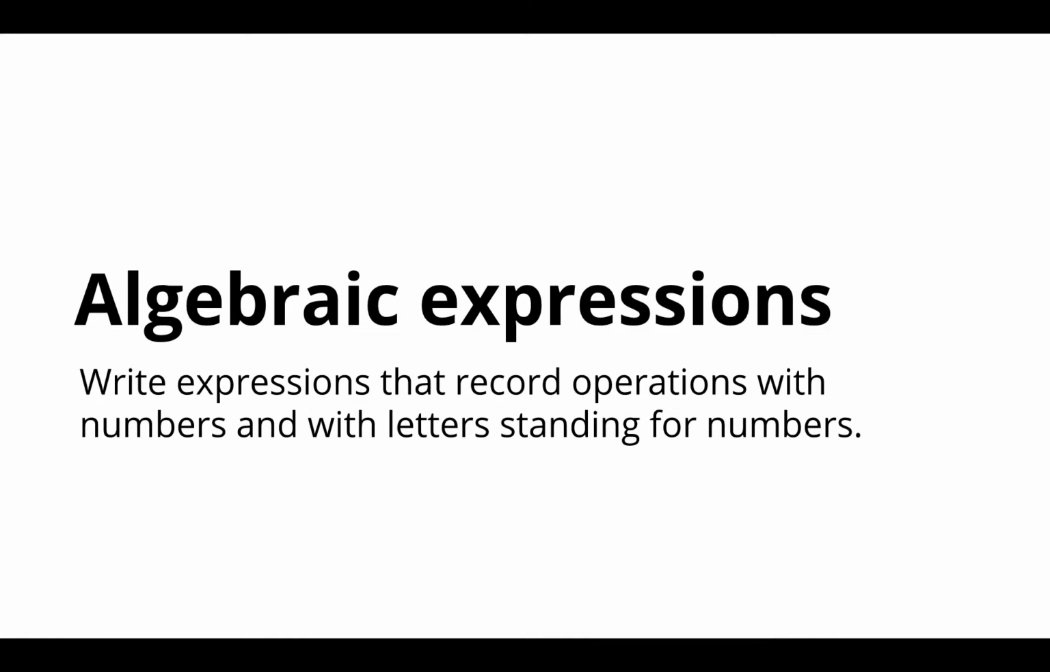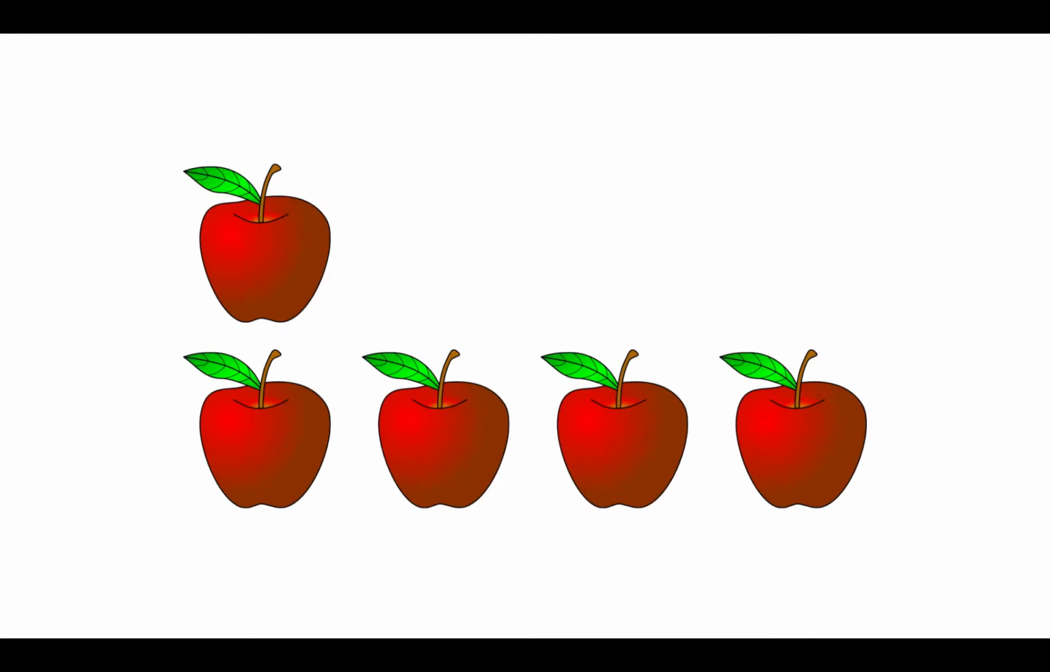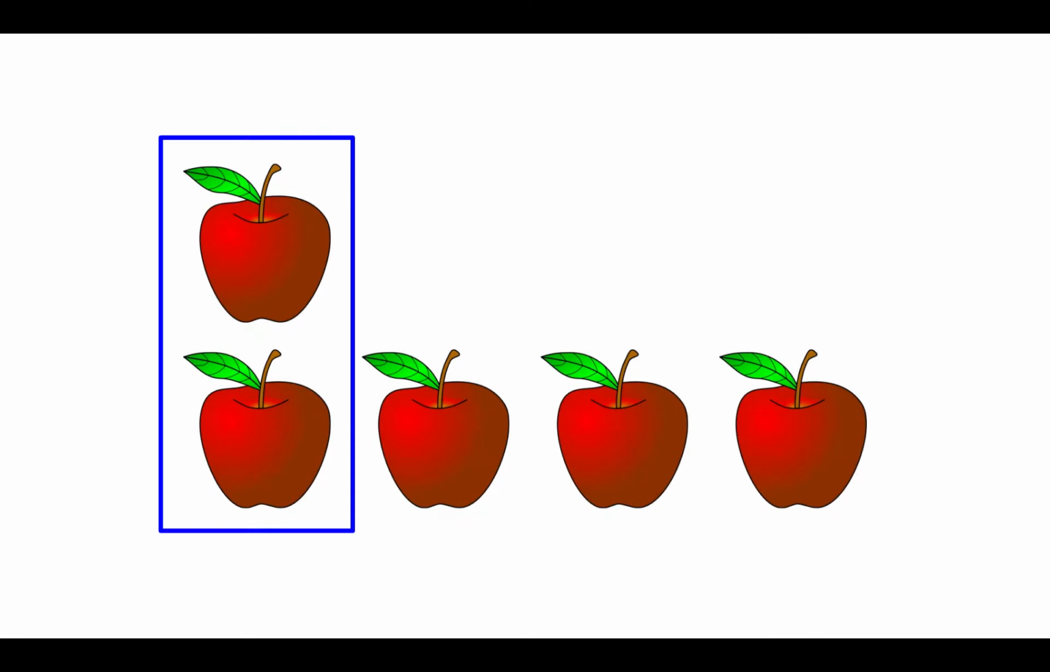This lesson is about algebraic expressions. Suppose we have an apple on top and then below it, 4 apples. The one thing that these two sets of apples have in common is that they both have 1 apple. On the bottom, there are 3 more apples than on the top.